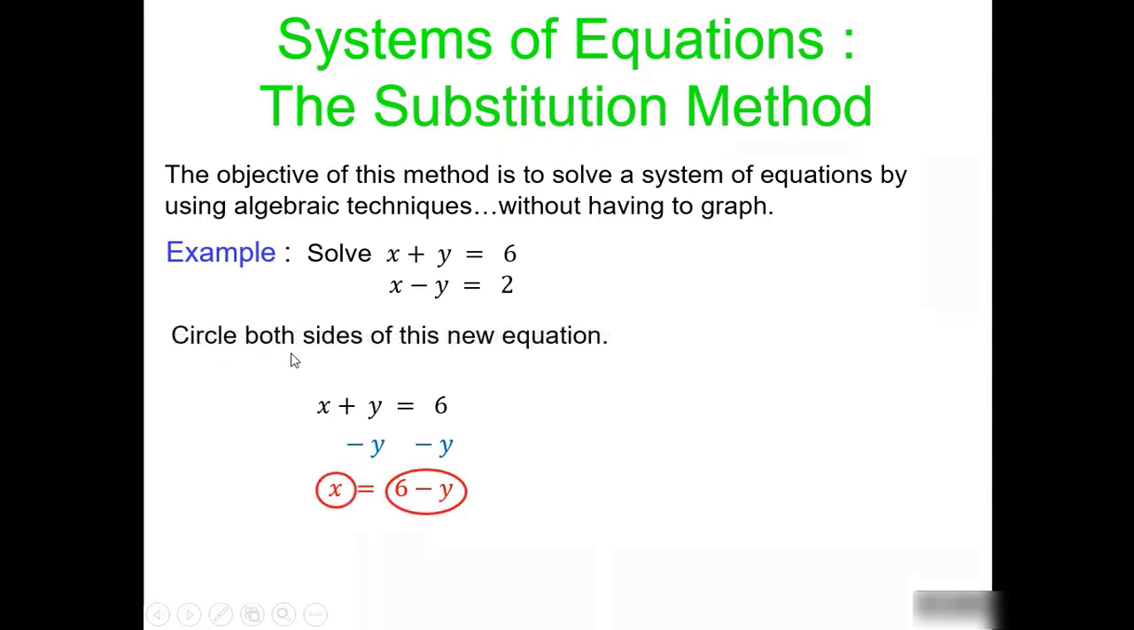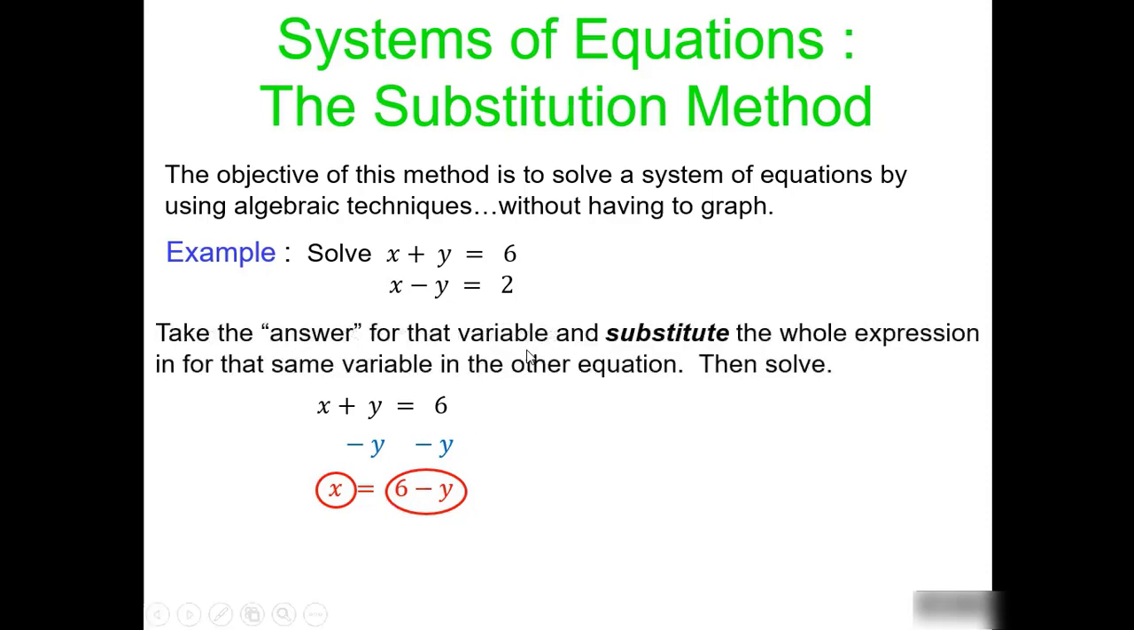Well, if we circle both sides of this new equation, that really indicates in our own mind that x is in fact the same as 6 minus y. So we can now take that answer and substitute that whole expression of 6 minus y into x in the other equation. So this other equation was x minus y equals 2. And since x is the same as 6 minus y, I can now write it as 6 minus y equals 2. And the advantage of this is that now we only see one variable, which we can now solve.